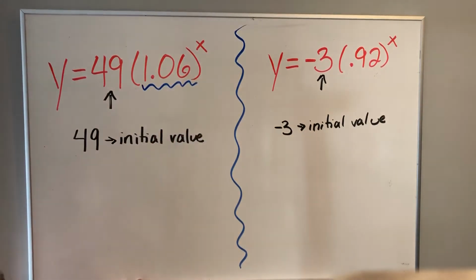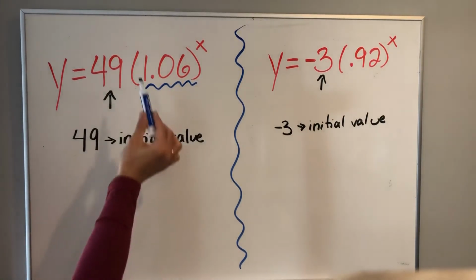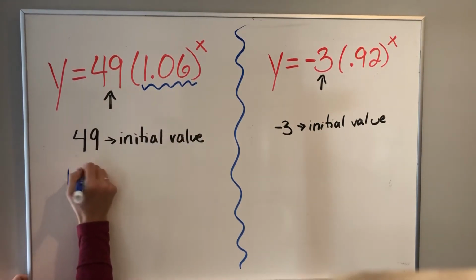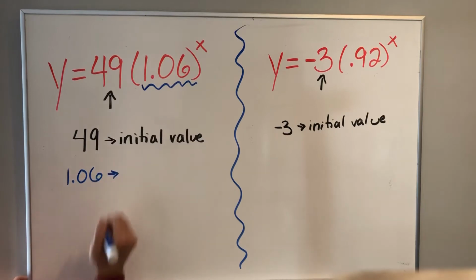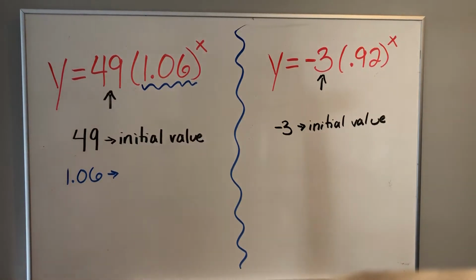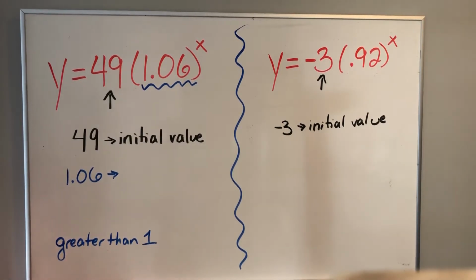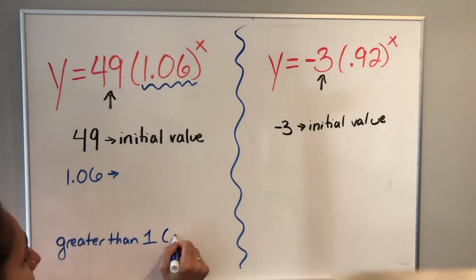Okay, next we have numbers that are inside our parentheses. So noticing the first one, inside my parentheses, I have a 1.06. So I'm going to write 1.06. Now this is going to be our factor that we're changing by. But there's two things we have to keep in mind, okay? If it is greater than 1, it is going to be growth.